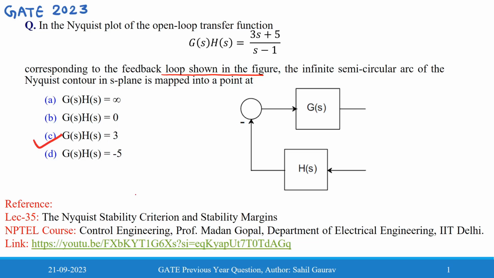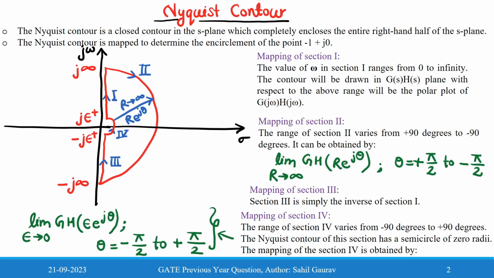Before we begin to solve this problem, let us have a quick recap of what the Nyquist contour is, how it helps in plotting the Nyquist plot, and how, with the help of the Nyquist plot, we determine the stability of a closed loop system. So what is the Nyquist contour? The Nyquist contour is a closed contour in the S-plane which completely encloses the entire right half of the S-plane, and this contour is mapped to determine the encirclement of the point minus 1 plus j0.